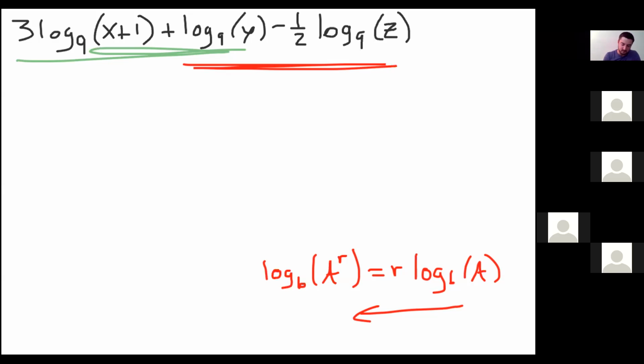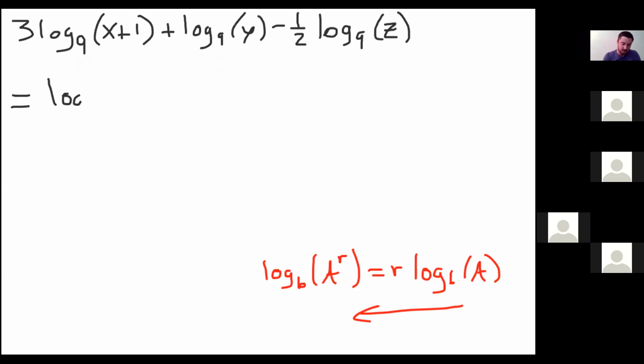So 3 times log base 9 of x plus 1 is going to become log base 9 of x plus 1 to the 3rd power. I bring that coefficient and make it the exponent for everything that was inside the log. Everything inside the log is x plus 1, so it becomes x plus 1 to the 3rd power. For that log base 9 of y, I've got no coefficient, so I'm not going to be applying this exponent property here at all.